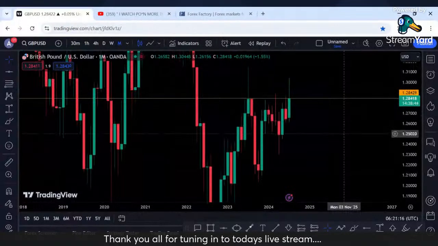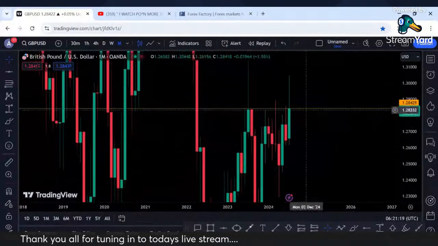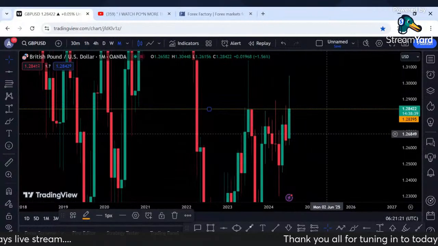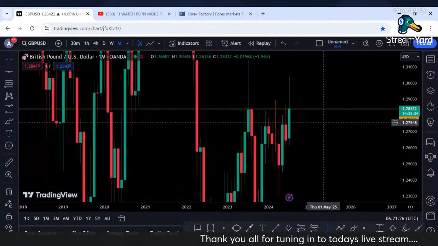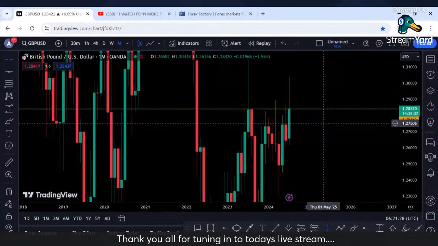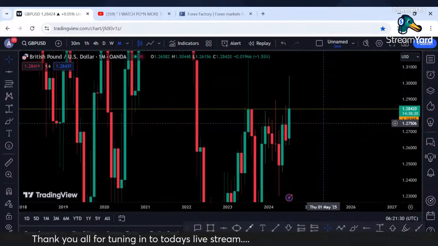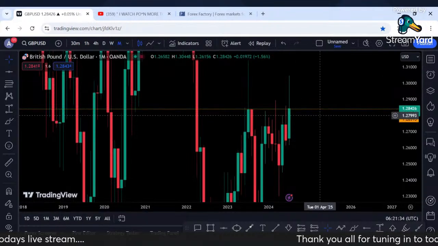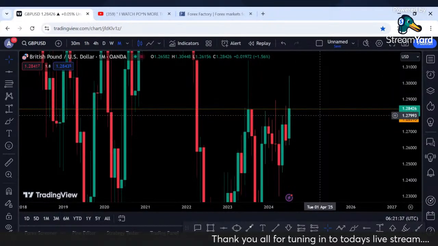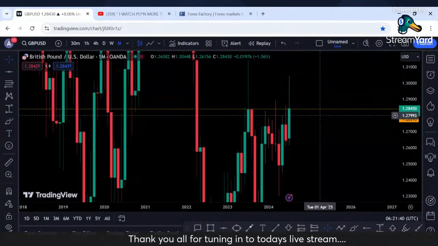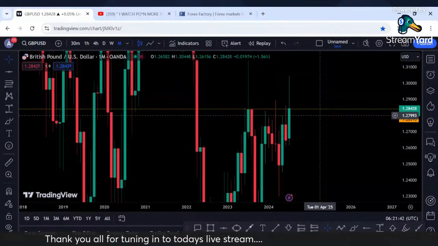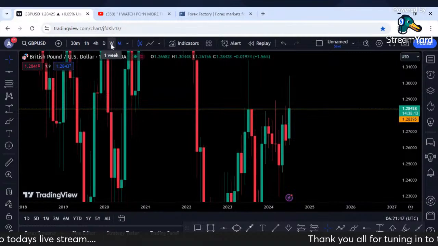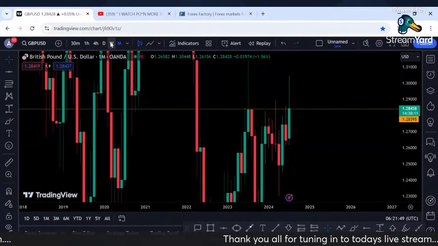For the various support and resistances, I use different colors to represent the time frame that I'm drawing my support and resistance on. On the monthly time frame, the colors are different for me to easily identify them when I move to the lower time frames.